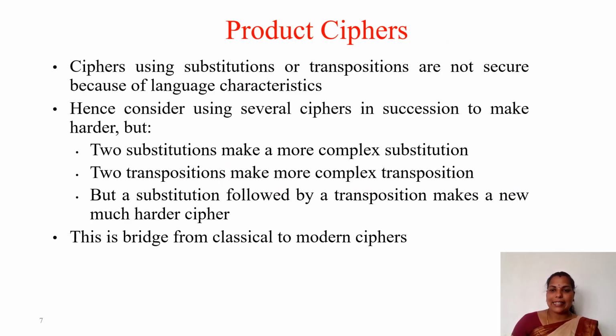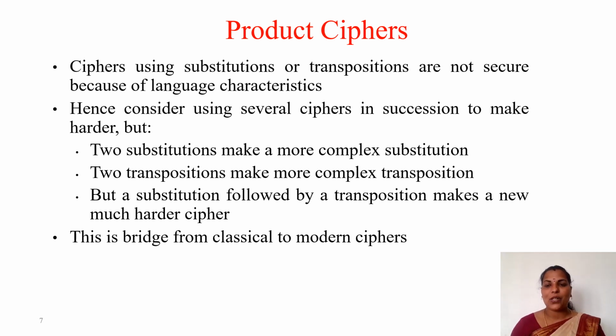Next is product ciphers. So far we have seen substitution and transposition. Product cipher means combining two substitutions, or combining two transpositions, or a hybridization of substitution and transposition. That is the product cipher. Ciphers using only substitution or transposition are not secure because of the language characteristics, so we have to consider several ciphers in succession.